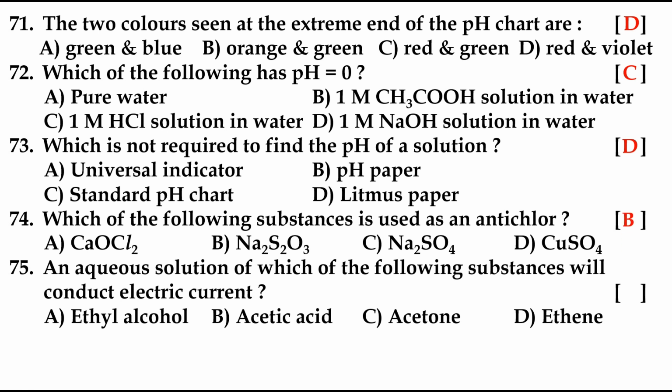75. An aqueous solution of which of the following substances will conduct electric current? A. Ethyl alcohol. B. Acetic acid. C. Acetone. D. Ethene. Answer is B. Acetic acid.